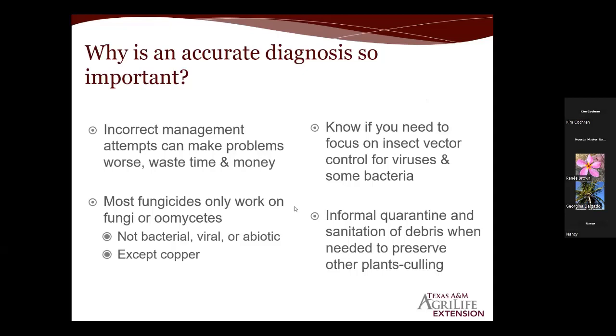All right, so this leads into why do we care about getting accurate diagnosis? Well, incorrect management attempts make your problems worse and waste your time and money. And again, most fungicides only work on their specified labeled pathogens. Also, you need to know what you're dealing with. Is there an insect vector in play? Not all the pathogens we talked about today have insect vectors that we need to worry about. Some do. Also, do we need to worry about water splash? Do we not? And also, it's good to know, do you need to practice informal quarantine and sanitation of debris, and how vigilant you need to be on your own garden site.